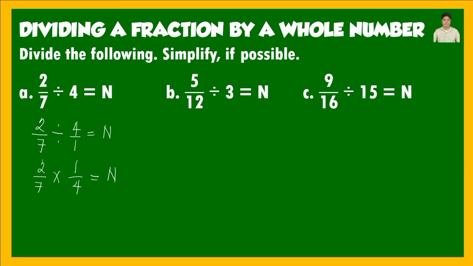Now, let us use cancellation method. So, 2 and 4, the GCF is 2. So, 2 divided by 2, this will become 1. And then 4 divided by 2, this will become 2. Now, multiply the remaining factors. So, 1 times 1 po is 1. And then 7 times 2, we have 14. So, our answer is 1 over 14.